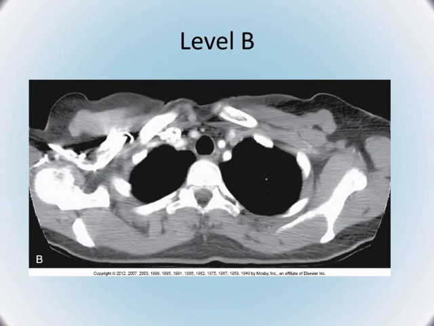We're at the level of T2. We have the trachea, the lung, pectoralis major and minor, humeral head, the acromion, trapezius muscles, esophagus, supraspinatus muscle, scapular spine, infraspinatus muscle, subscapularis muscle, the rib.